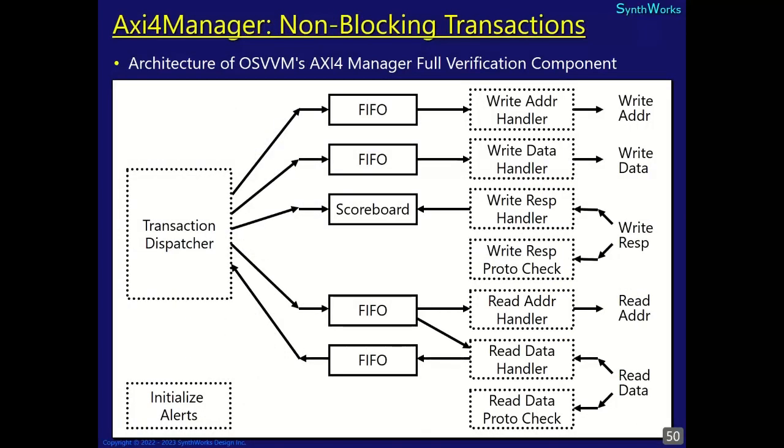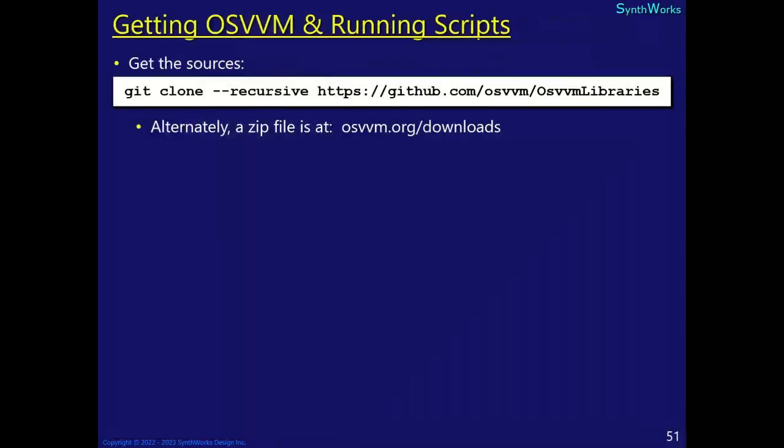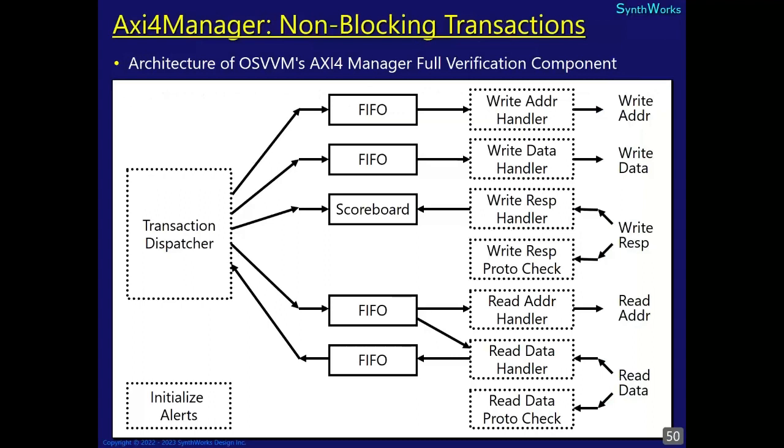AXI Stream Manager. This was the one I worked on when I developed the asynchronous transactions. Because if you look at it on AXI, it's insane. We have the transaction dispatcher, but then the write address and the write data are independent. And then the write response is independent. And then the read address and read data are independent. So we have to have an independent process for each of those, and FIFOs in between, all that.